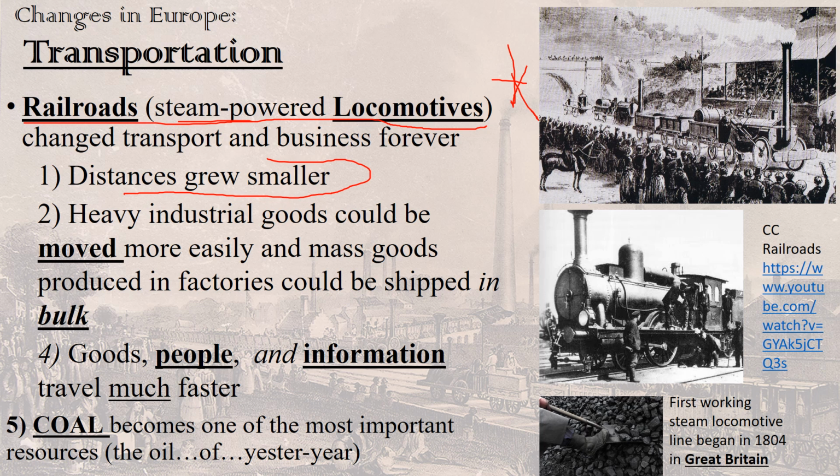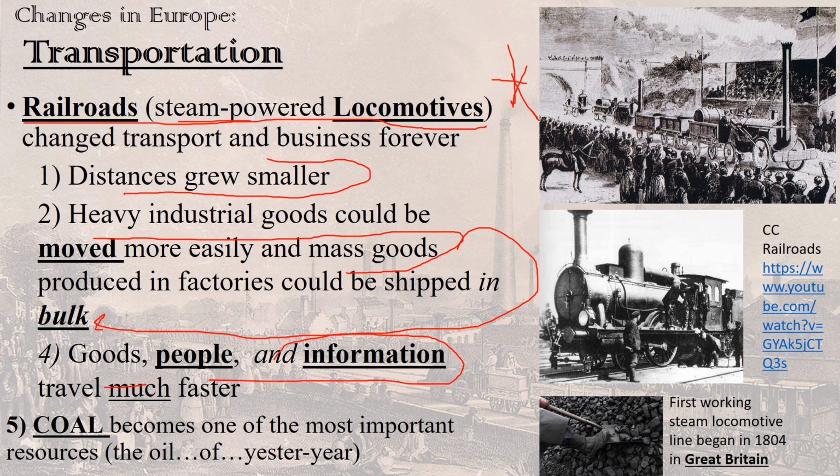Trains can also transport heavy industrial goods more easily. So that makes the production of larger things or more goods at high volume, which the factories are capable of doing, able to be shipped in bulk. So this supports the industrialization of cities and the industrialization of goods. Goods, people, and information move faster.